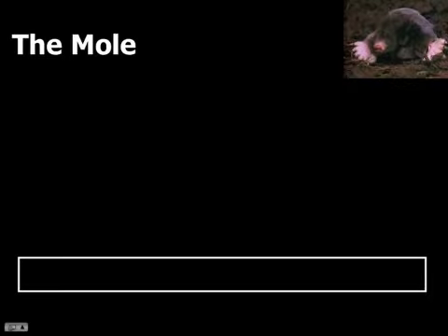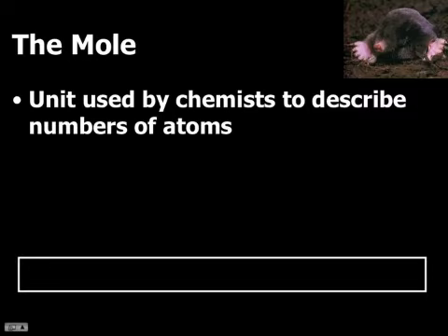What the mole is, is a unit we use in chemistry to describe numbers of atoms. It is very similar to some other units that you've heard of that represent a certain number. So if you say you have 1 dozen eggs, you automatically know that means you have 12 eggs. If you say you have a pair of socks, that means you have 2 socks. The mole is no different.